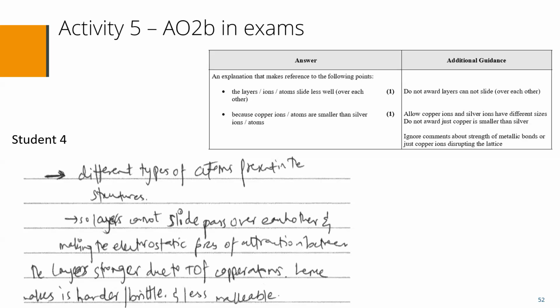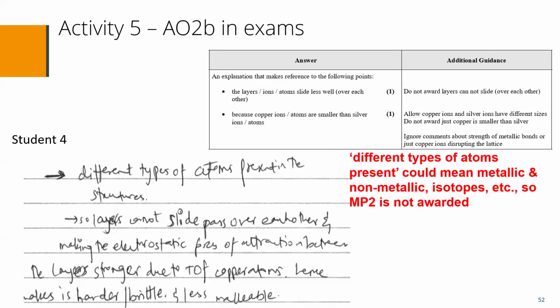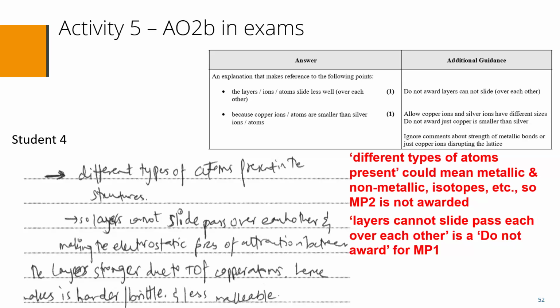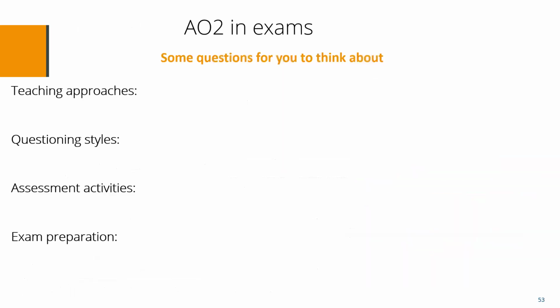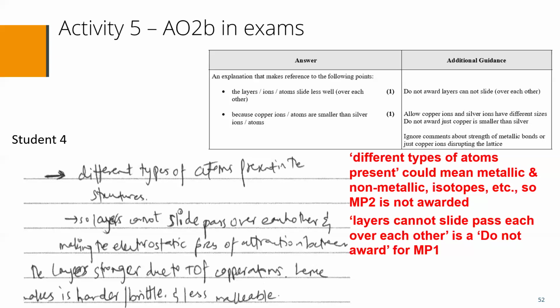Well, I'll give you my interpretation of this particular answer. Different types of atoms present in the structure could mean metallic and non-metallic isotopes, etc. So I wouldn't award MP2, because it's too vague. The statement different types of atoms is too vague. So the layers cannot slide, pass over each other is a do not award. So they can't have MP1. So no marks. Okay, no marks for that answer is my solution.